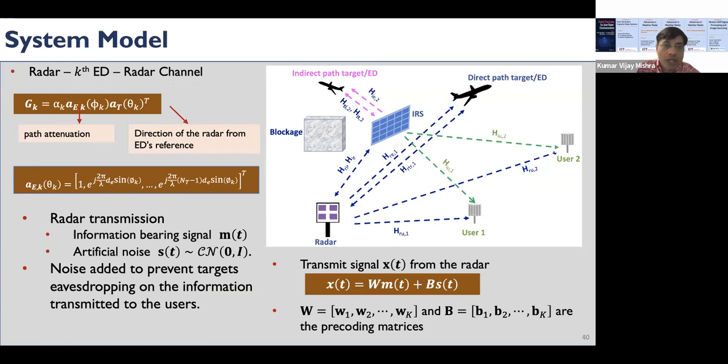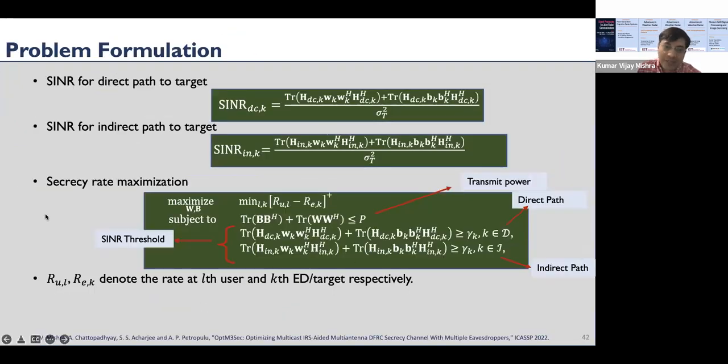Again, we have this model, and then we have this secrecy rate maximization problem. The objective function that you see here is very similar to what you see in standard secrecy rate optimization. You take the kth eavesdropper, which, like I said, is co-located with the target, and then you take one of the users. You find the difference between the rates of both of them, and you take the minimum of that difference. Our goal is to maximize that minimum. So this is the secrecy rate maximization, a very standard formulation.